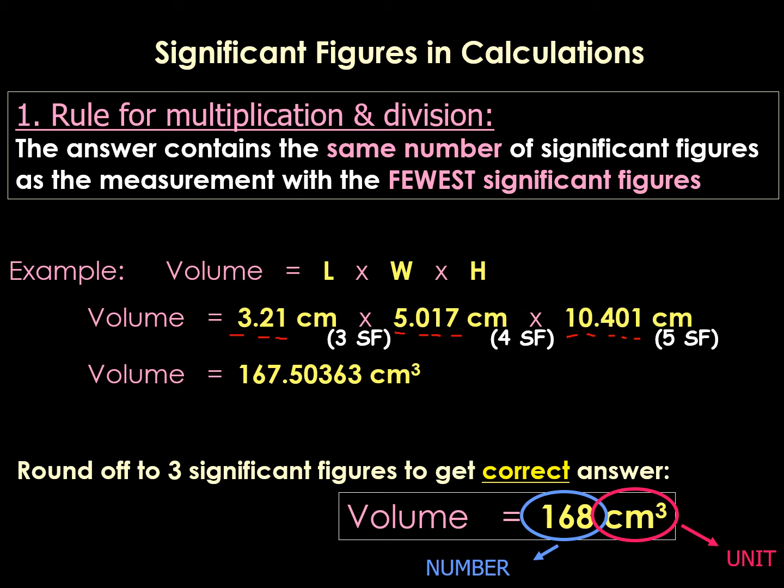So when you multiply all this out, you get 167.503. You want the least significant figures, so you need 3 because this number here has the least, which is 3. Therefore your answer needs 3, so the answer would be 168 centimeters cubed. So again, everything should have a number and a unit.